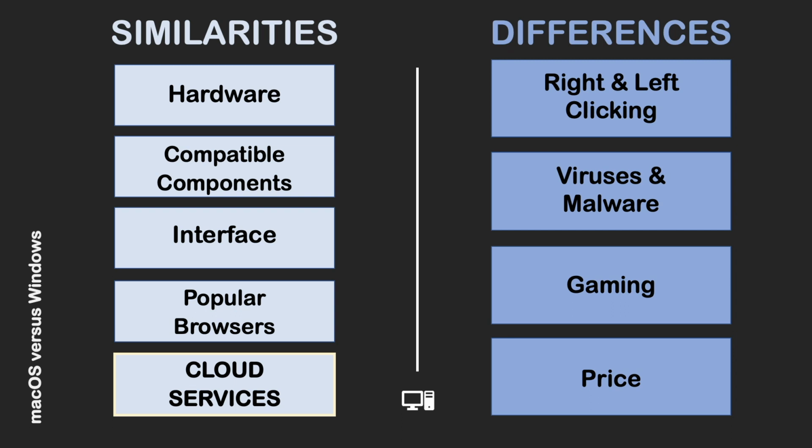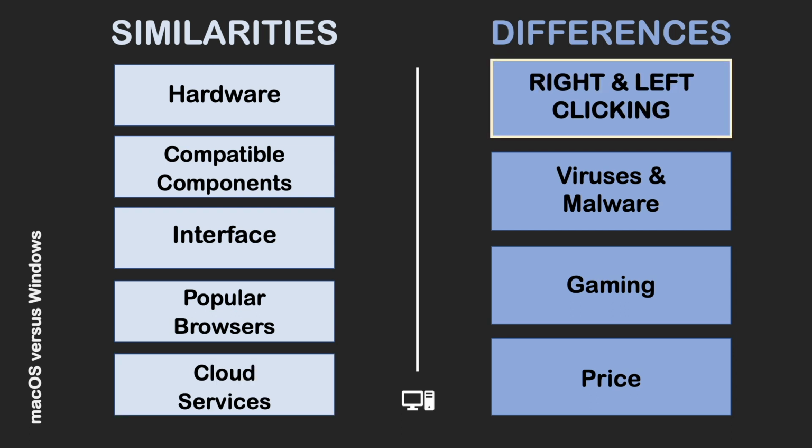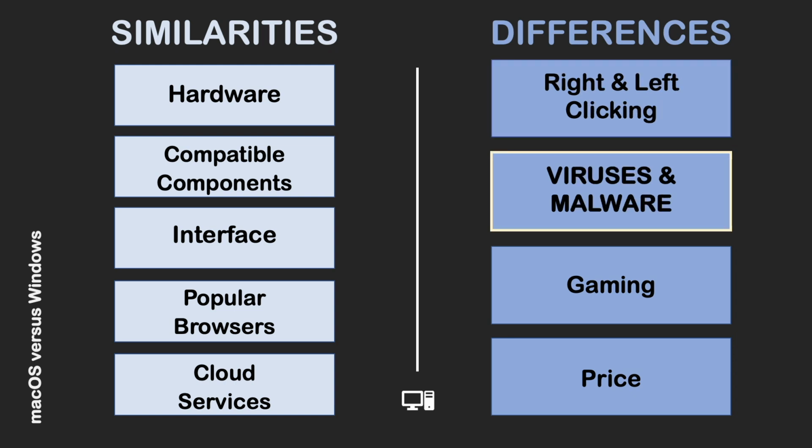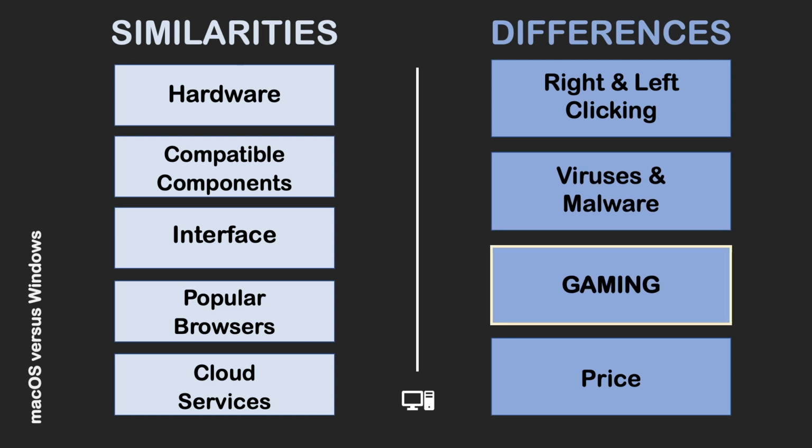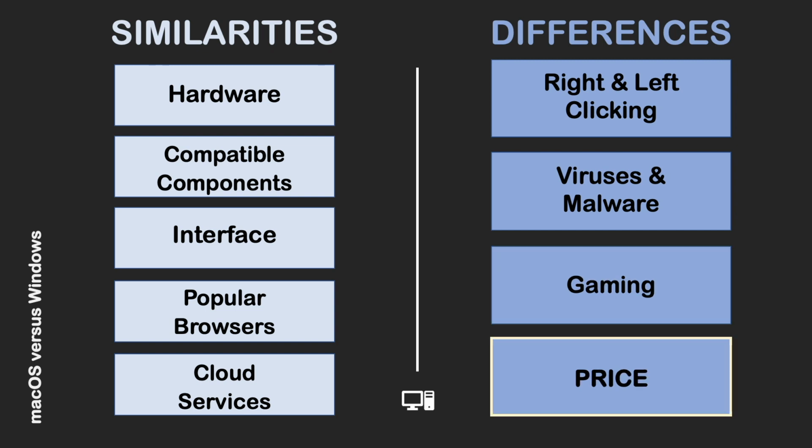What makes them different? Both have the left click and right click buttons, but typically on a Mac it looks like a single button. Most viruses and malware are aimed at Windows-based computers. However, there is still malware and viruses for Macs. Windows-based PCs are usually considered better for supporting gaming. Macs are typically more expensive because they are only made by one company, Apple, and Windows-based PCs are typically made by many.